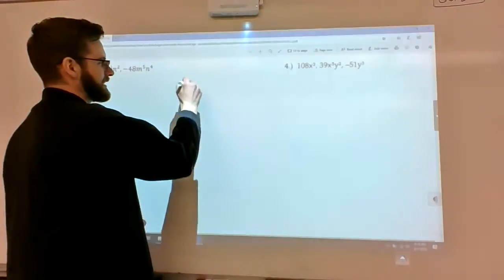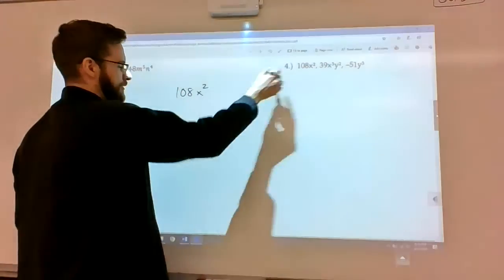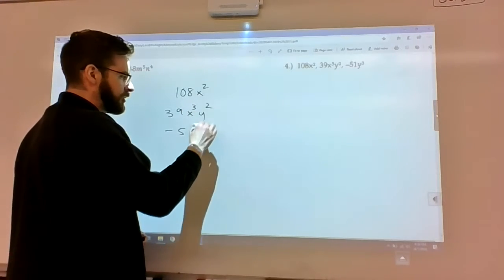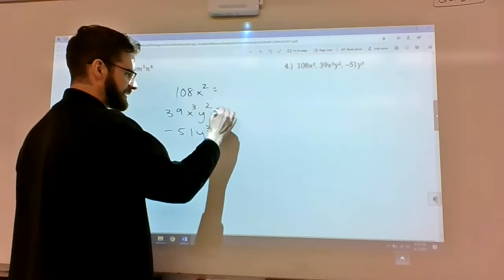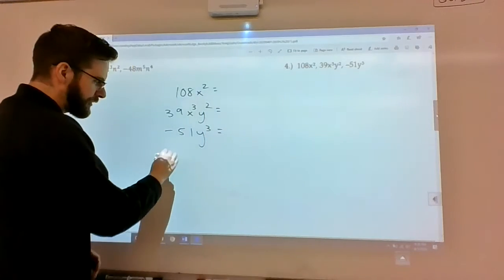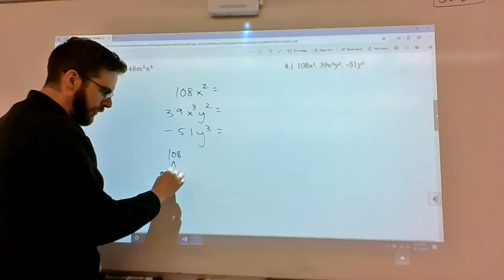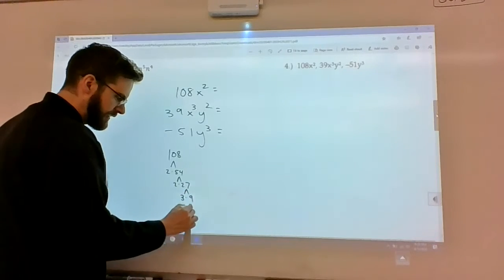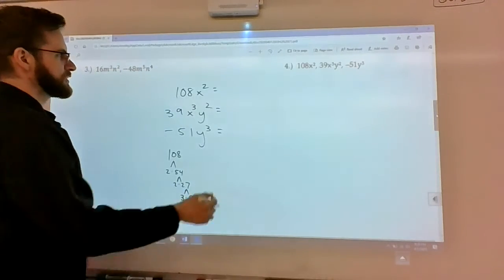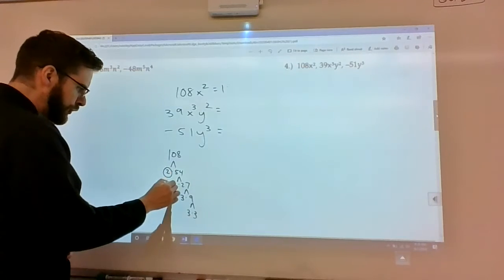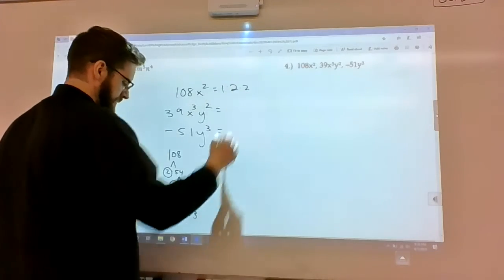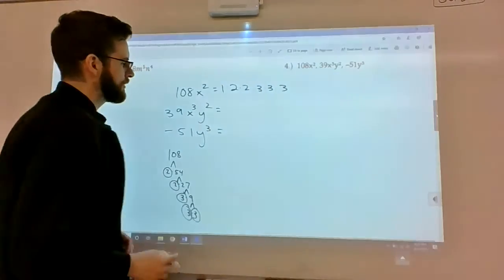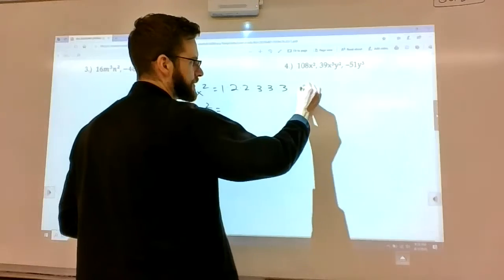All right, so we got 108x squared for my first term, 39x cubed y squared for the second, negative 51y cubed for the third. And here we go. So 108, half of that's 54. Take half of that again, it's 27. Divide that by 3, the 9 divides by 3. So you've got 1 times 2 times 2, and then a trio of 3's. 3 3's. And then x squared is x times x.